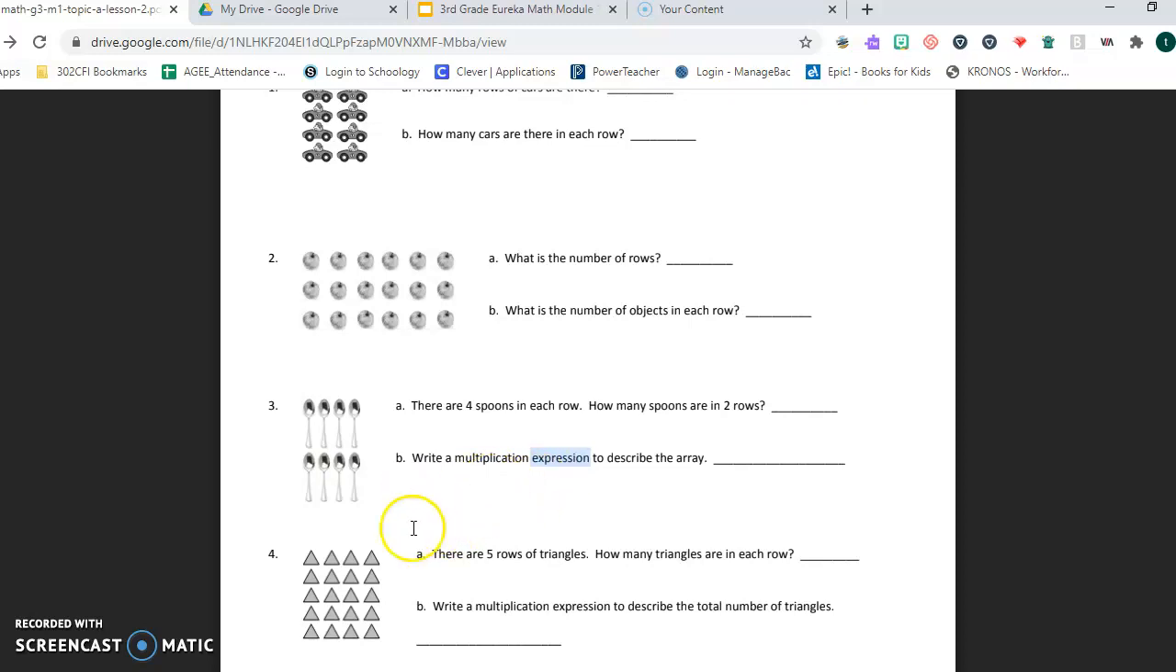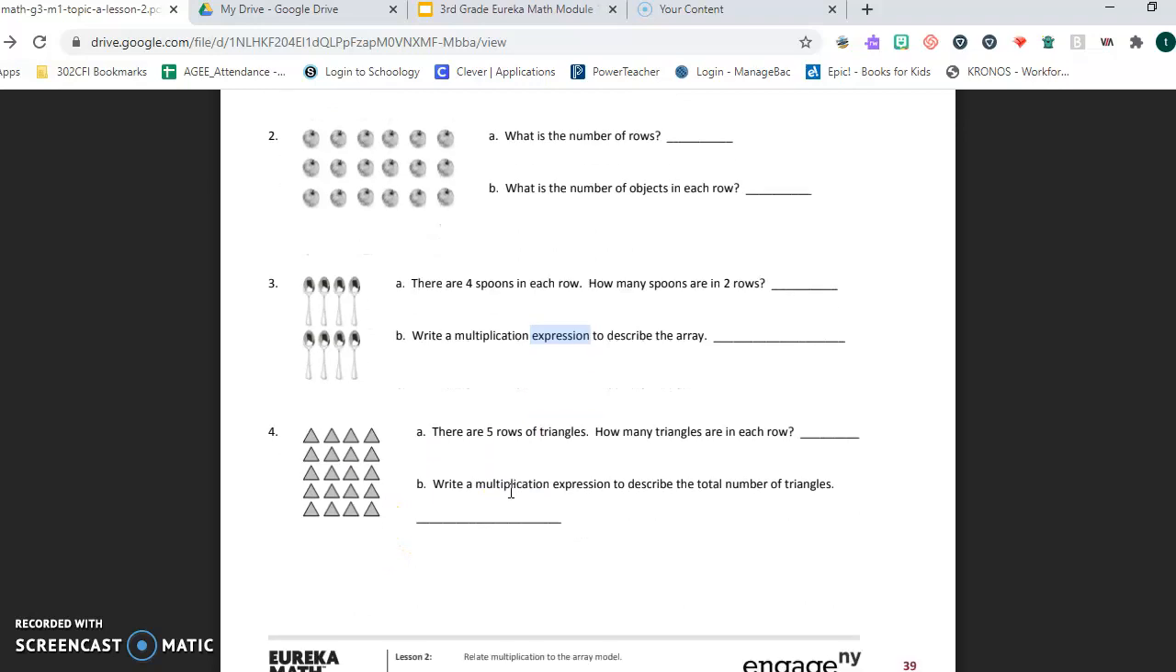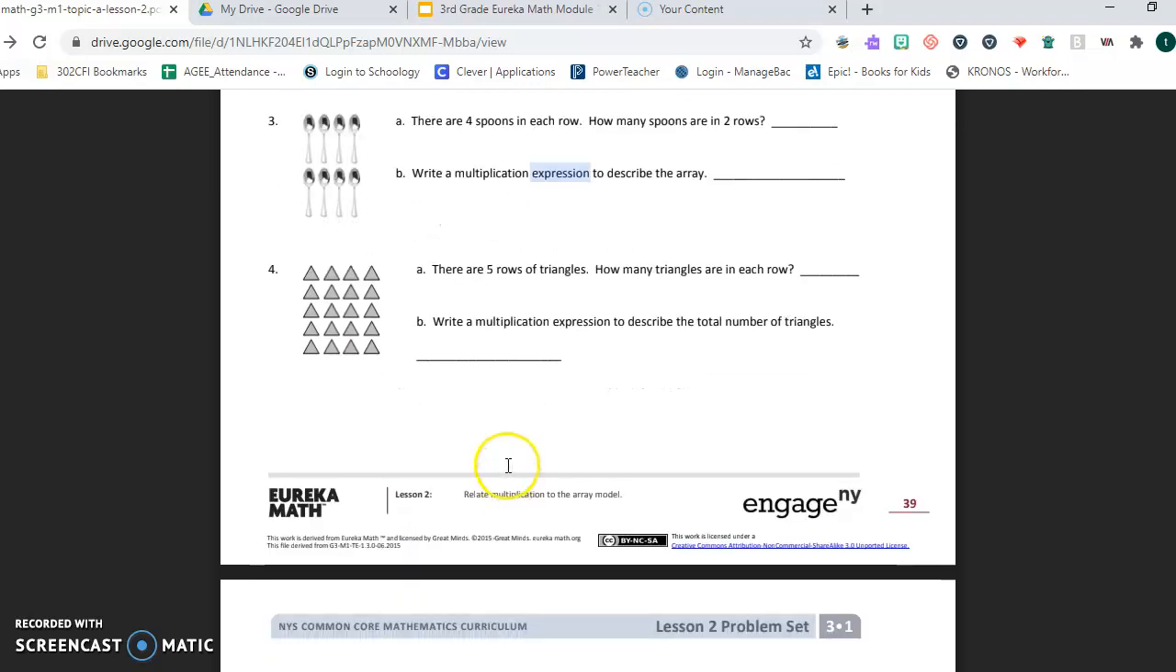They ask you a similar question in number 4 related to the triangles. There are 5 rows of triangles. How many triangles are in each row? And write a multiplication expression to describe the total number of triangles. Remember, an expression does not have an equal sign.